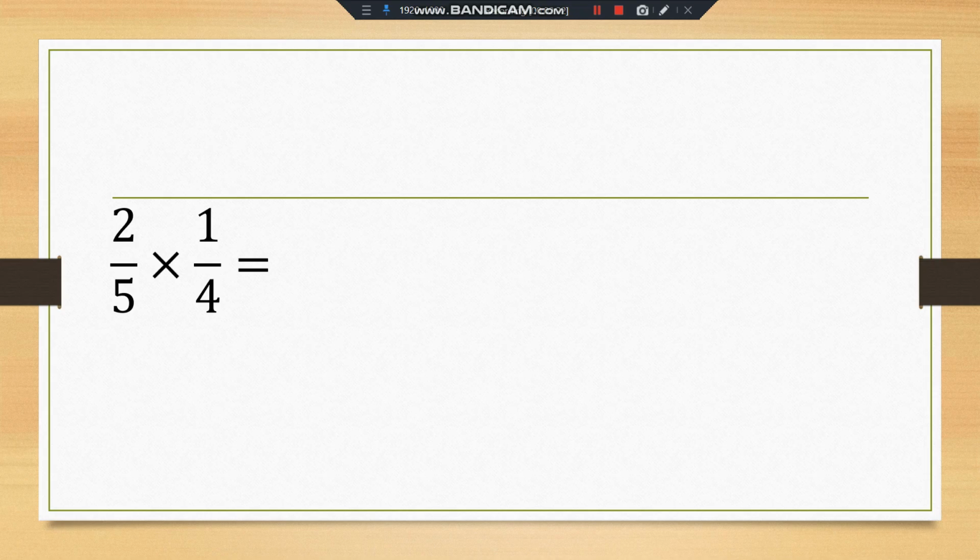2/5 times 1/4. So again, let's go back to the rule. We're just going to multiply numerator by the numerator and denominator by the denominator. However, if we can reduce a numerator and denominator, that's better, to make our number smaller. For example, we can reduce 2 and 4 here. 2 and 4. So we're going to divide by 2.